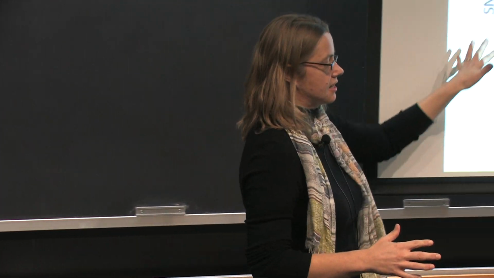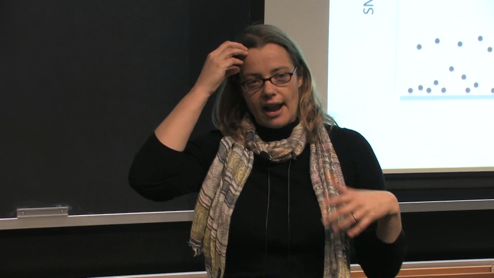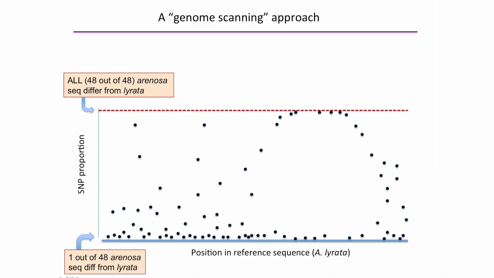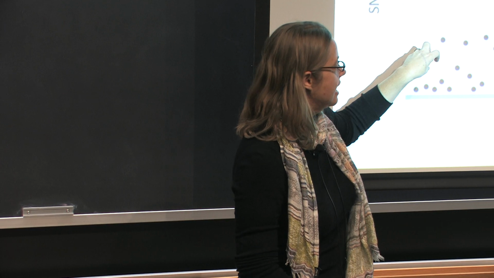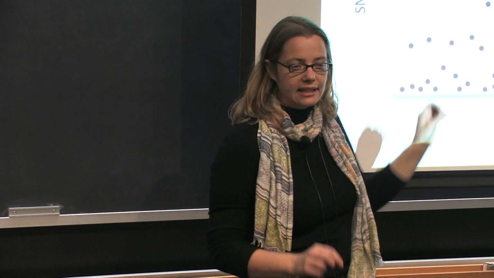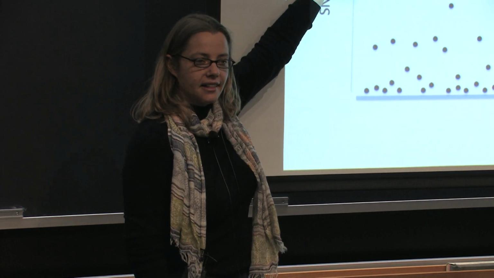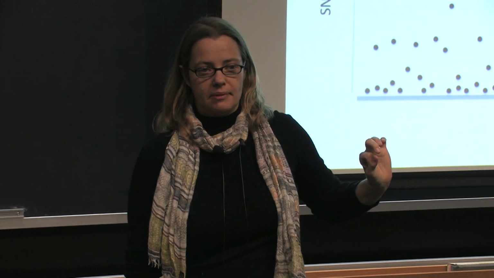And then what we can do is we can make plots that look something like this. This is just a schematic one I drew up. It's not actual data, but our actual data looks very, very similar to this. So this blue line going across the bottom here is the reference genome. So that's meant to just pretend that's a DNA sequence from Arabidopsis lyrata. And then what we have going up here on the y-axis, each of these dots represents a site where at least one sequence from arenosa is different from lyrata, from this reference that we're comparing to. And the higher they are up on this chart, the more of the arenosa sequences are different from lyrata.